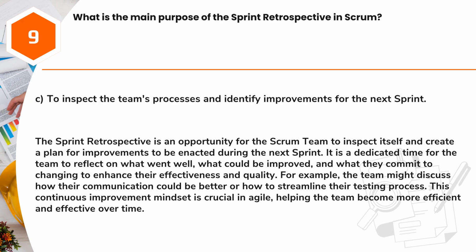Answer: C. To inspect the team's processes and identify improvements for the next sprint. The sprint retrospective is an opportunity for the Scrum team to inspect itself and create a plan for improvements to be enacted during the next sprint. It is a dedicated time for the team to reflect on what went well, what could be improved, and what they commit to changing to enhance their effectiveness and quality.